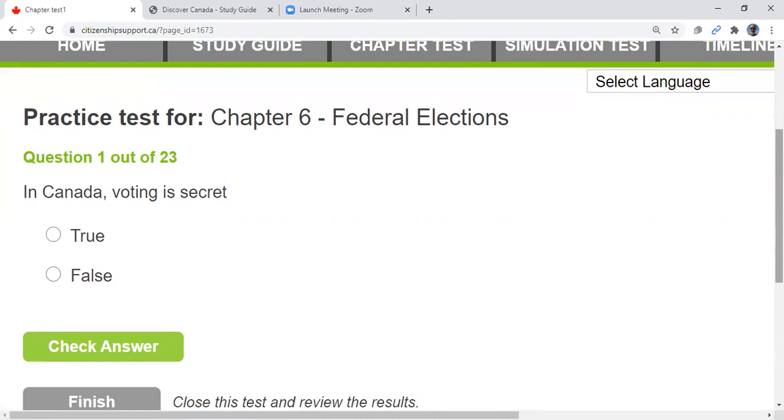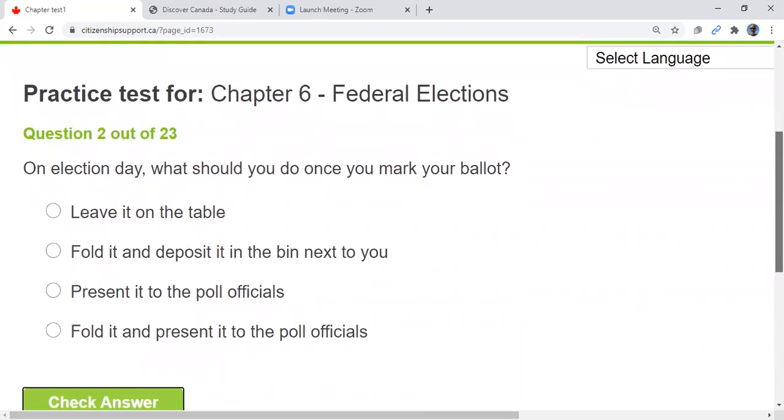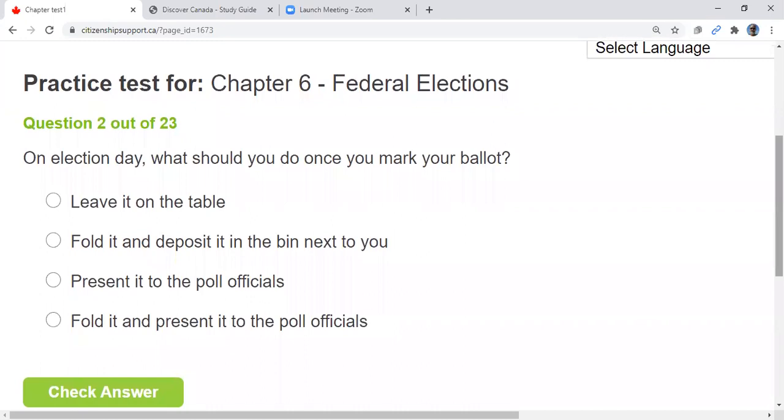Okay, so Manal, can you do this one? Okay. In Canada, voting is secret. Very good. Make it secret. Good. And then Rashid, can you do this one? What should you do once you mark your ballot? Number 4. Yeah, I think that's right. Fold it and present it to the poll officials.